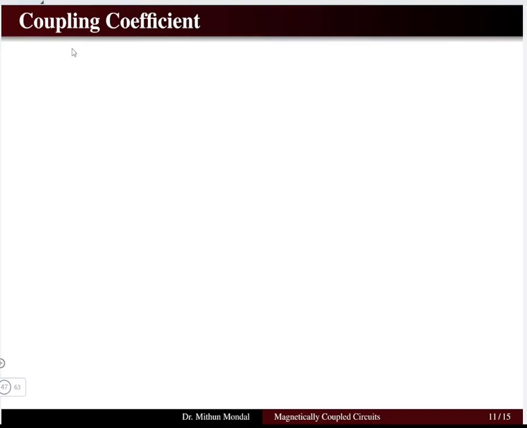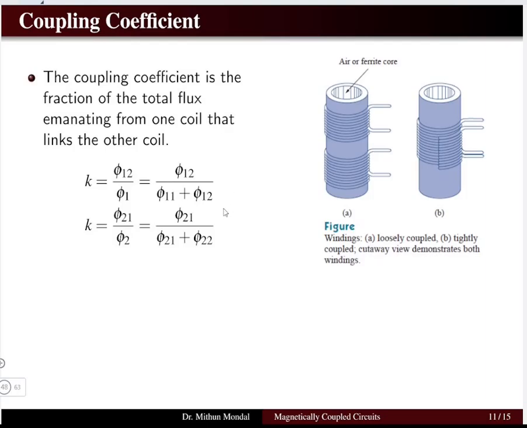Now, if we try to define the coupling coefficient in terms of flux, let us see that. We have taken two different windings, the coils present in the core, and the core is of air or ferrite, any type of core we can use. In the first case, the coils are loosely coupled, whereas in the second case, the coils are tightly coupled. Now, what is the meaning of loosely coupled and tightly coupled? We will see it. Coupling coefficient is defined as the fraction of the total flux emanating from one coil that links to the other coil.